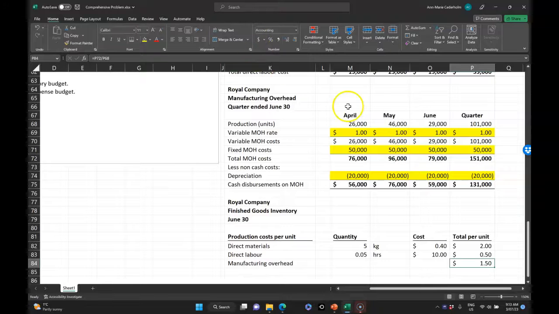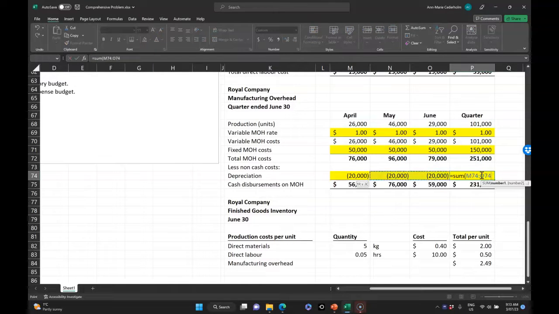So let's fix this question. So what I noticed here is when I did the quarter, I didn't actually subtotal my fixed manufacturing overhead costs. So that should be 150. And then when I did the subtotal here for the quarter, I didn't subtotal my depreciation either. So I'd have to add those three together. So now that I fixed the quarter totals, this manufacturing overhead cost per unit changed to 249. So I took the 251 and then I divided it by the 101.